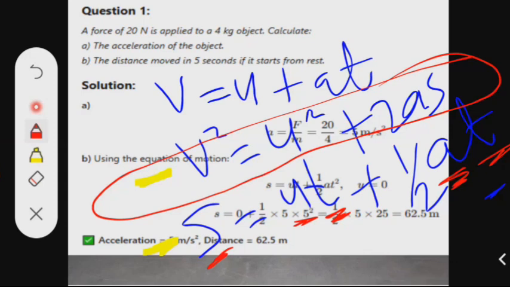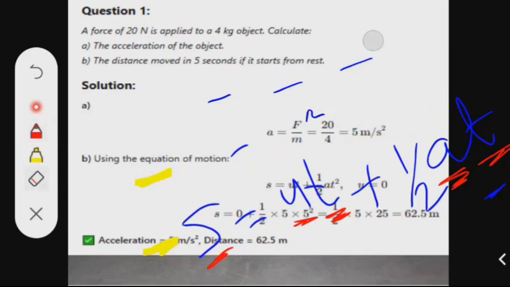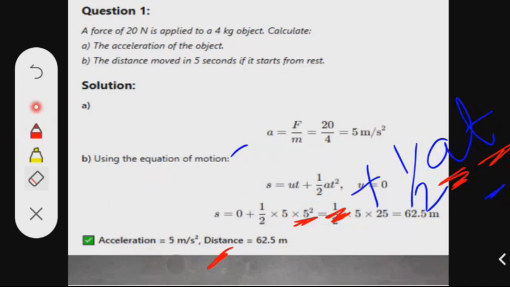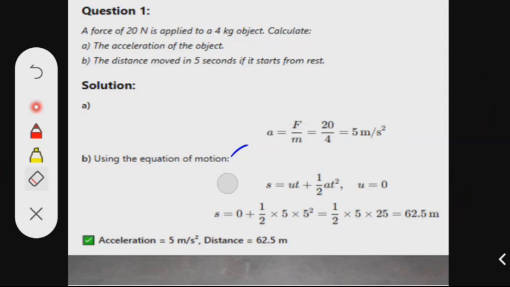The initial velocity is 0. So from this question, we can see that the formula we're using is S is equal to UT plus half AT squared, where our U is equal to 0 because they said the object is at rest. Our A from question A, we've solved it and it's giving us 5. Our T, they told us in the question, is 5 seconds. So now we can put all these parameters in the formula and solve. When we put it inside the formula, we'll get a final answer of 62.5 meters as our distance.